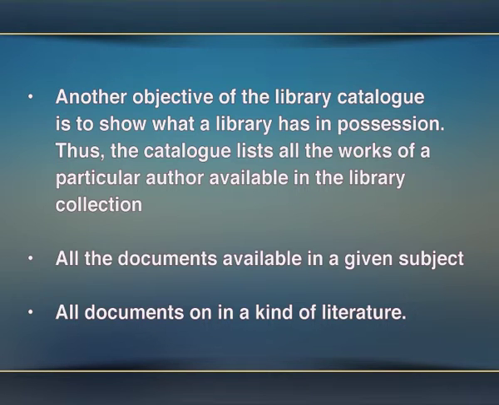Thus, the catalog lists all the works of a particular author available in the library collection and all the documents available in a given subject. Apart from that, all documents on a particular kind of literature should also be provided by the catalog to the user. Besides this, another objective is descriptive cataloging, wherein the characteristics of the document are fully described, and it helps the user in identifying the document and segregating similar documents. So, that should also be an objective of the catalog, so that the user can segregate similar documents.